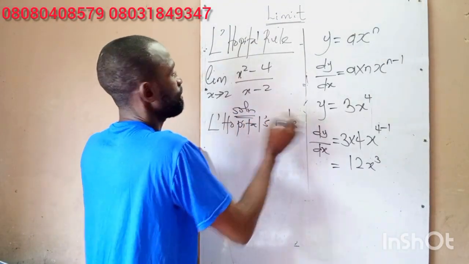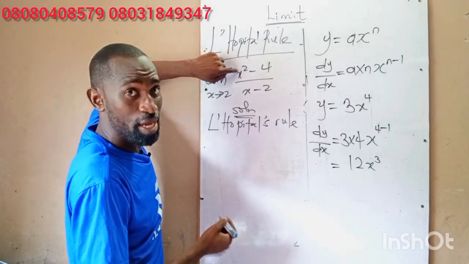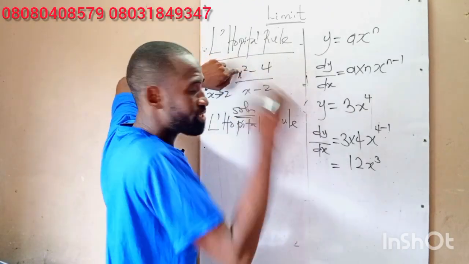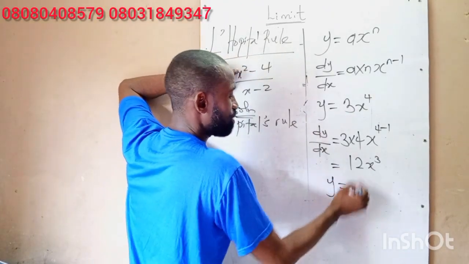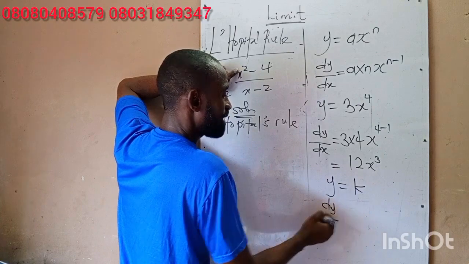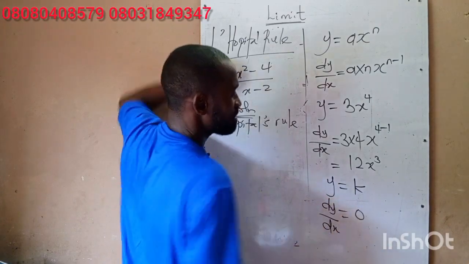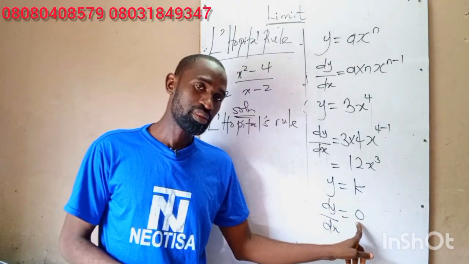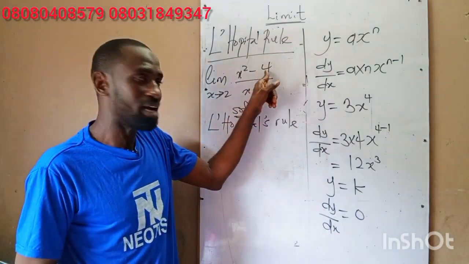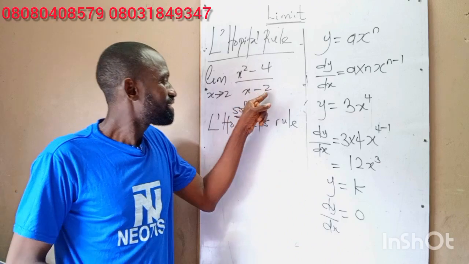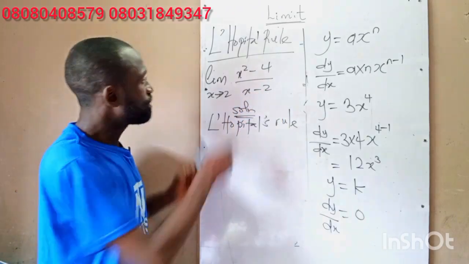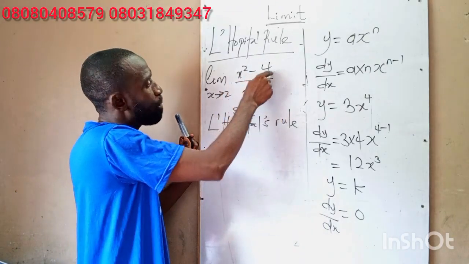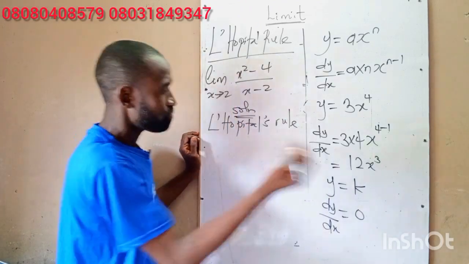So if I'm asked to differentiate this one, this will give us 4x. When I'm asked to differentiate a constant, if y is a constant k, then dy/dx will give us 0. If I differentiate a constant, our answer is 0. This is a constant, and this is also a constant. So I will differentiate x squared minus 4.